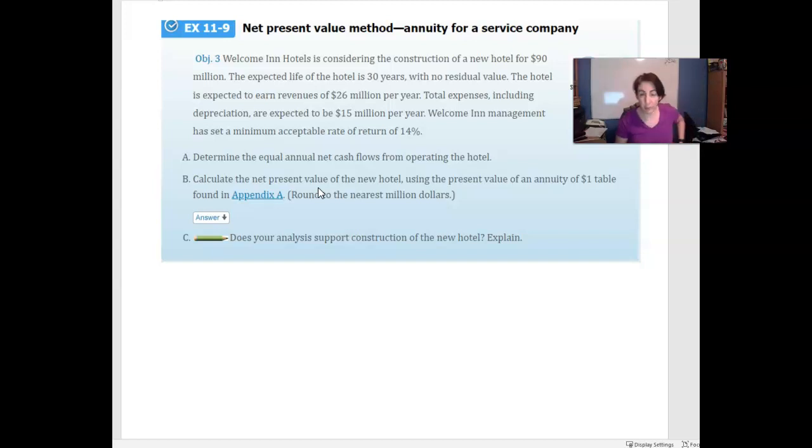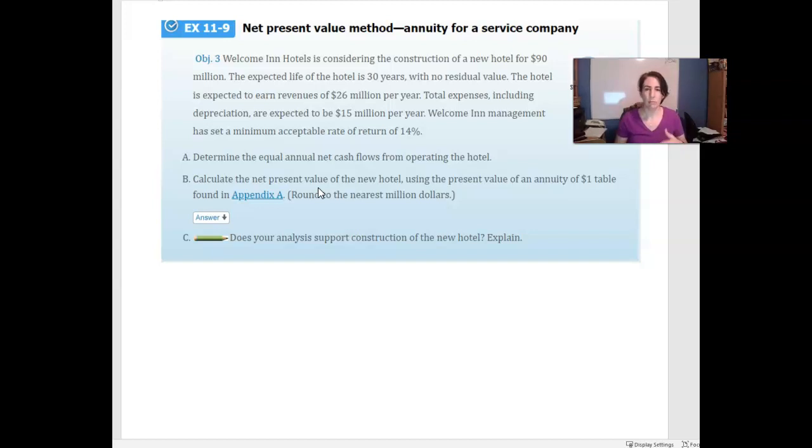Expected life of the hotel is 30 years, no residual value. The hotel is expected to earn revenues of $26 million a year, but you're going to have expenses, including depreciation, expected to be $15 million per year. You know what? I need to know about my cash flows. I don't need depreciation. That should not be part of my calculation. This is about your cash flows, discounting your future cash flows to today's dollars. Depreciation has absolutely nothing to do with cash, and that's the problem.